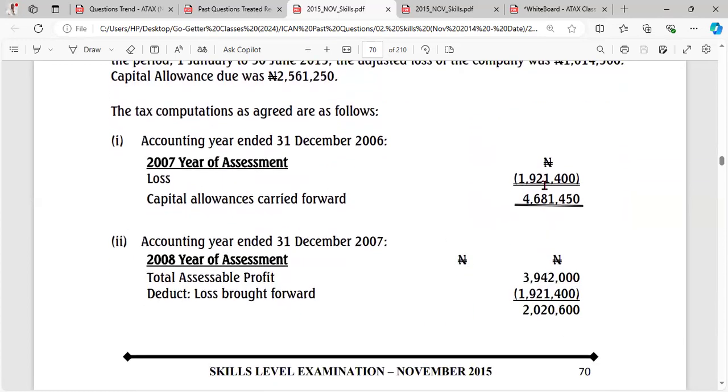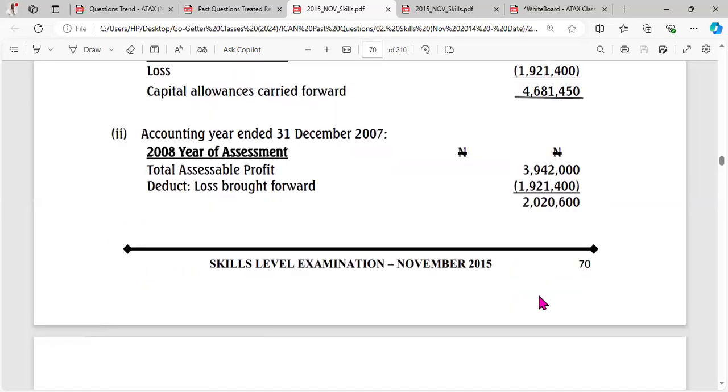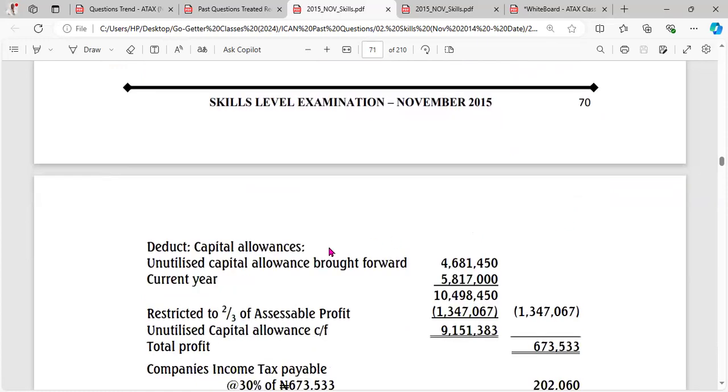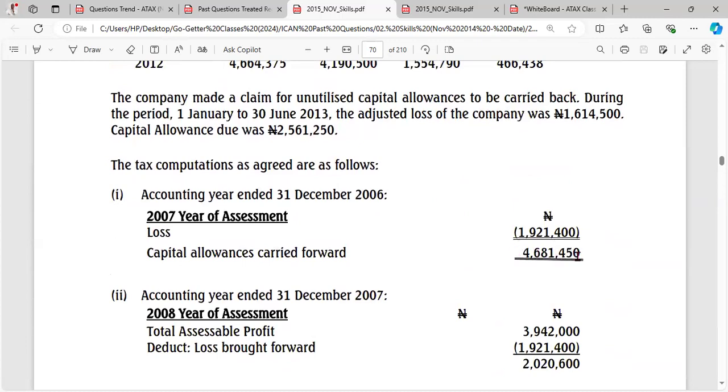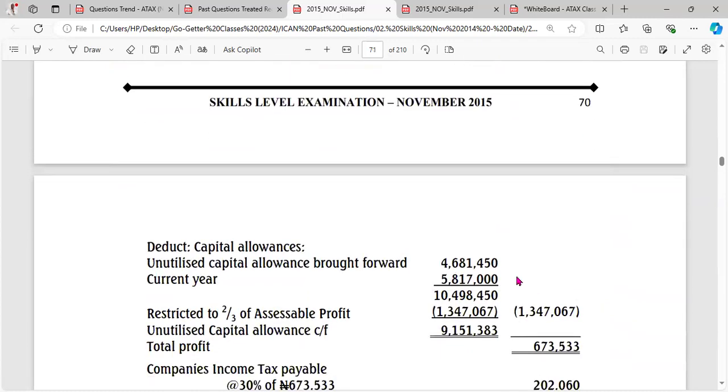Then these are the losses brought forward. We brought this loss forward, and when we try to relieve it, it gives us this, because this here is accessible profit, and you brought your loss forward. That means this profit deducted this loss will give us a profit of this magnitude. And look at your capital allowances. The one you brought forward from the last year was this, which happens to be this.